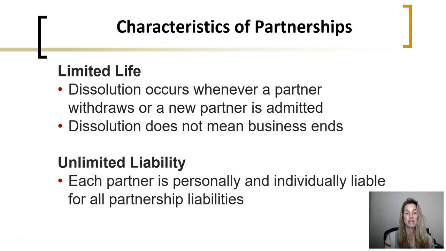Limited life means the dissolution of the partnership occurs whenever a partner withdraws or a new partner is admitted. So any change in ownership causes a change or a new partnership. Dissolution does not mean the business ends, it just means the partnership ends. Unlimited liability means each partner is personally and individually liable for all partnership liabilities.